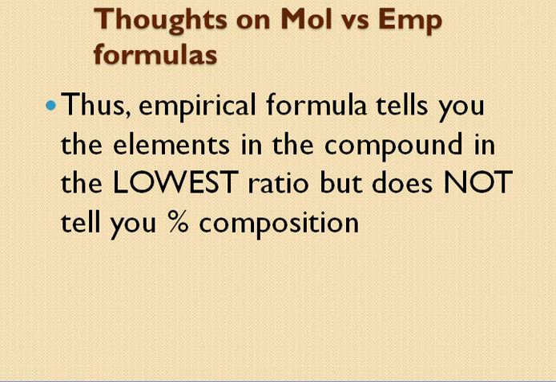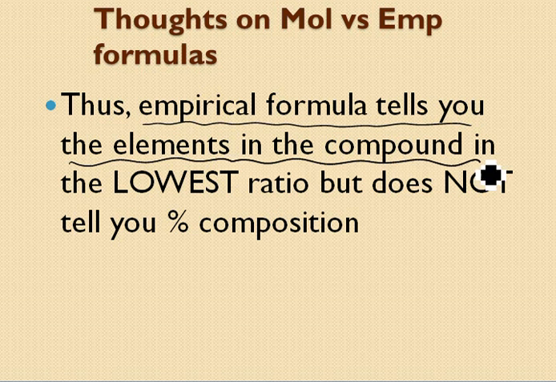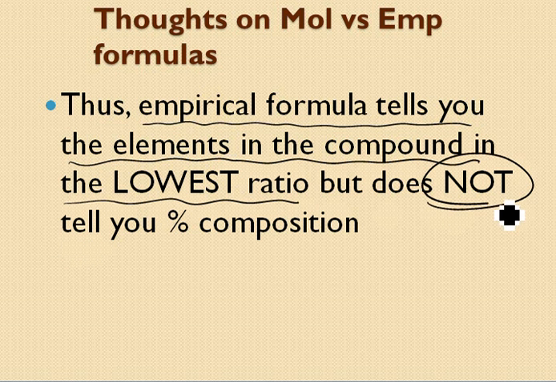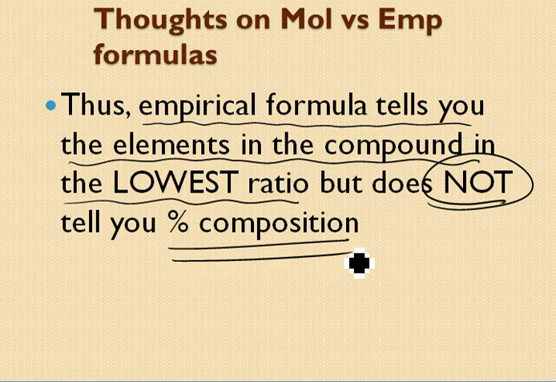So basically, the whole idea behind this is the empirical formula tells you the elements in the compound in the lowest ratio, but does not give you the percent composition. So remember yesterday we talked about percent composition. We don't know what percent of a certain compound is carbon or what percent is hydrogen. So it does not give you the percent composition.